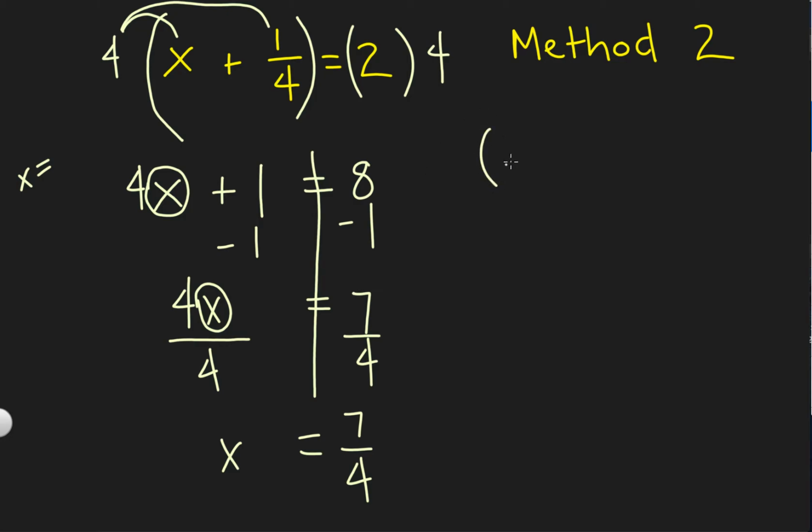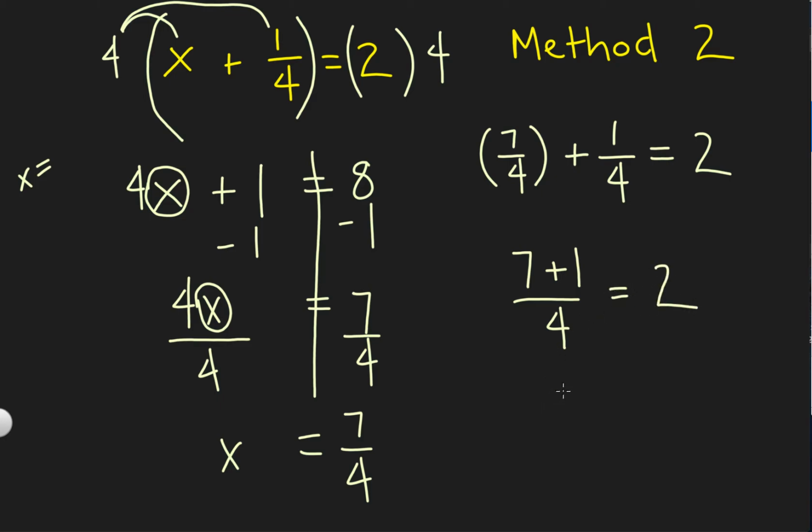Don't forget to check. So we do our parentheses, plus 1/4 equals 2. I plug in my 7 over 4. Luckily, we have the same denominator, so we add the numerators.